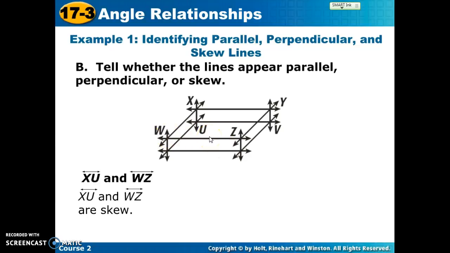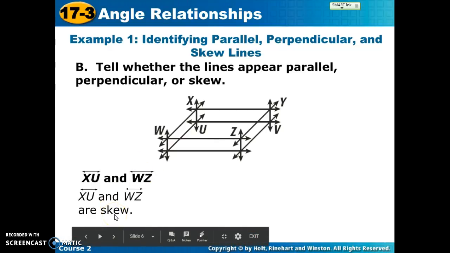So they're not parallel, they're not going the same direction, and they do not touch one another, so we call these skew lines. Now there is no symbol for skew, so we just write that they are skew.